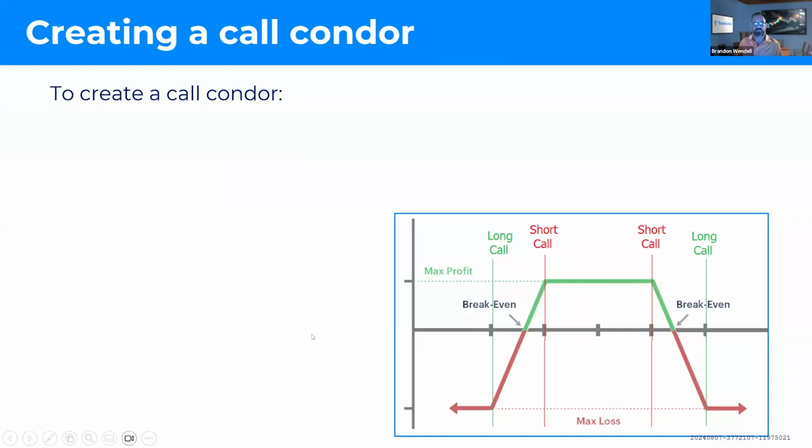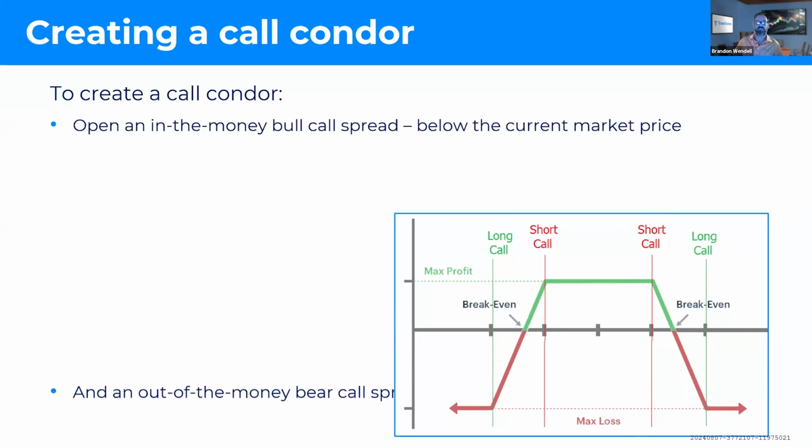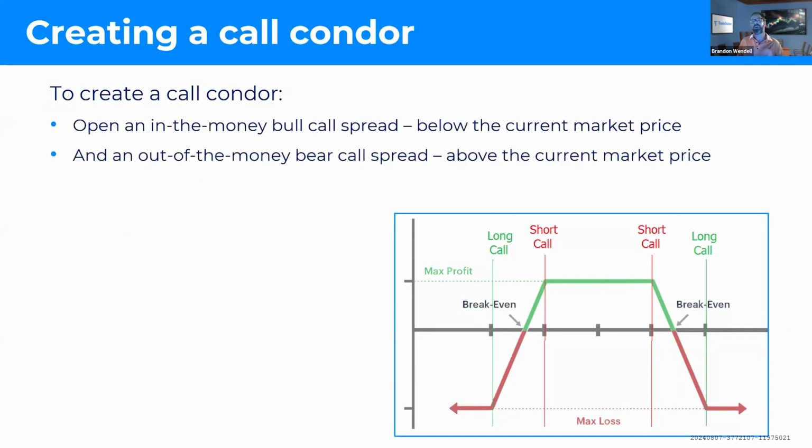Okay, so to create, let's say, a call condor, what you would do is basically combine two spreads. That's all it is. So you would create an in-the-money bull call spread.